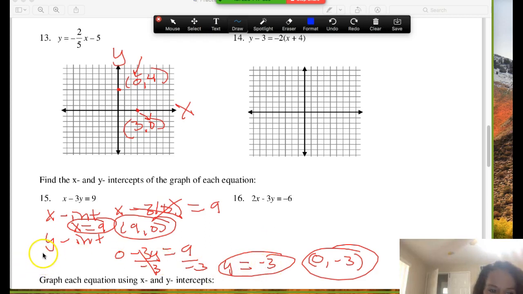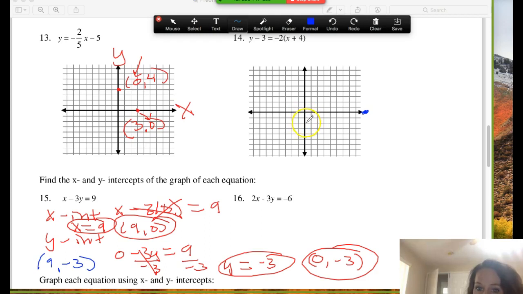And sometimes students will write this, oh, (9, -3). This is not true. If I have an x-intercept of 9, I'm on my graph over 9. 1, 2, 3, 4, 5, 6, 7, 8, 9. (9, 0). There's my x-intercept. My y-intercept is -3. It's on the y-axis.